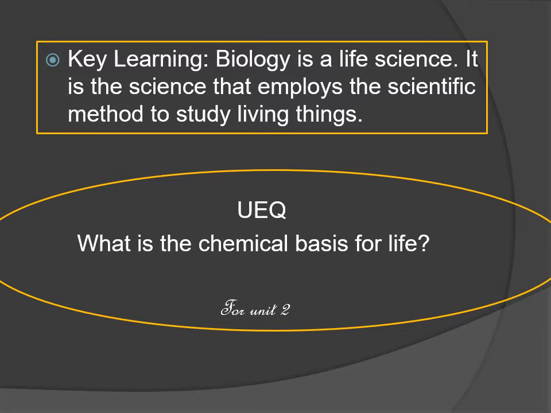So the key learning here: biology certainly is a life science. Up till now, we have been doing what are called physical sciences. Earth science is essentially like a physical science, but it's its own thing. Biology is a life science. It is the science that employs the scientific method to study living things. So there's your key learning.